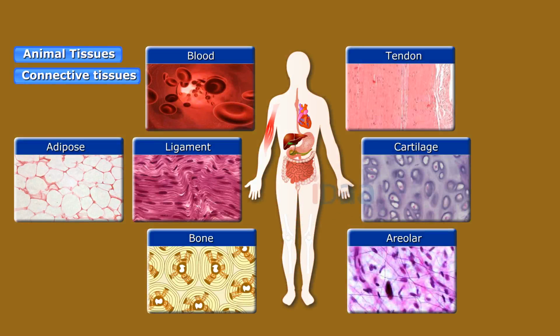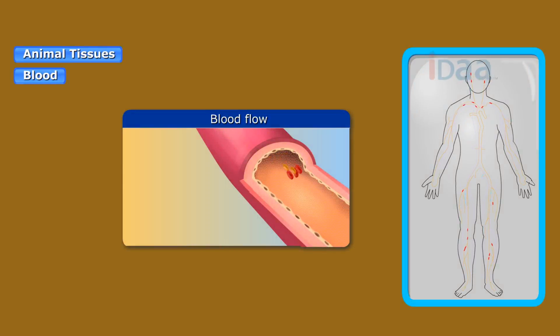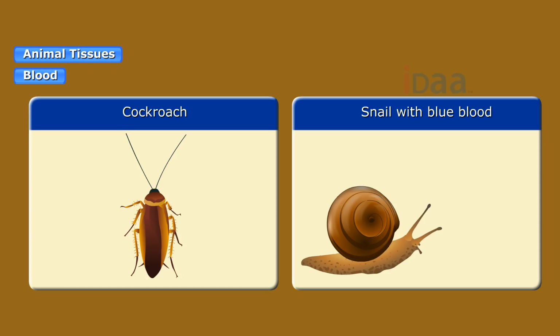Connective tissue. There are different types of connective tissue, each performing a different function. Now let us try to understand different types of connective tissues individually. Connective tissue connects organs and muscles. Blood. Blood is a fluid connective tissue. It is white in cockroach and blue in snail.